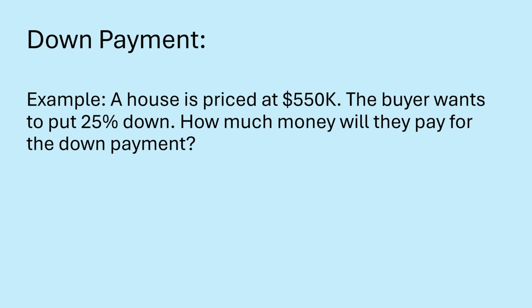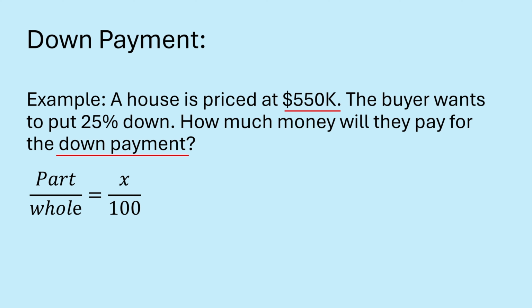The buyer wants to put 25% down. How much money will they pay for the down payment? Part divided by whole is equal to x divided by 100. Here part means down payment. Whole is total price of house, $550,000. X is percentage, so it is 25%.